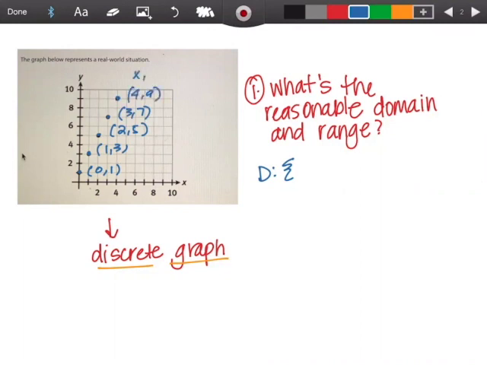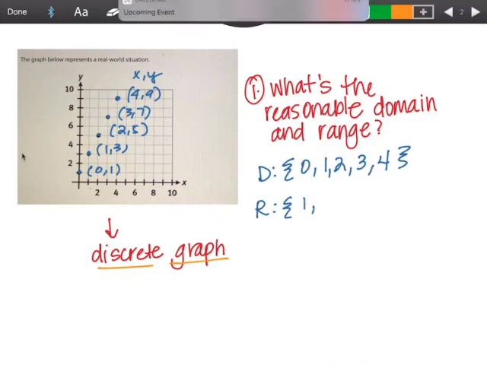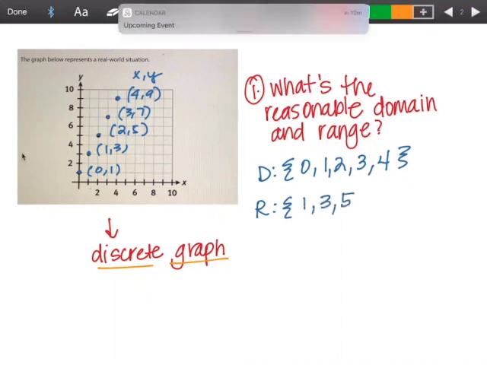We know that all of these values are x, y pairs, and that x values are the domain. So let's look at all of the x values: 0, 1, 2, 3, and 4. For my domain, I will put {0, 1, 2, 3, 4}. For my range, I'm going to look at the y values, and we have 1, 3, 5, 7, and 9. So {1, 3, 5, 7, 9}. And that is my reasonable domain and range.